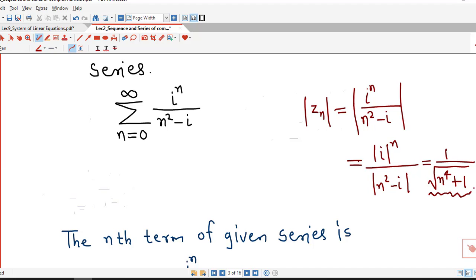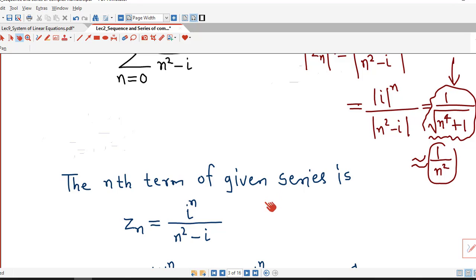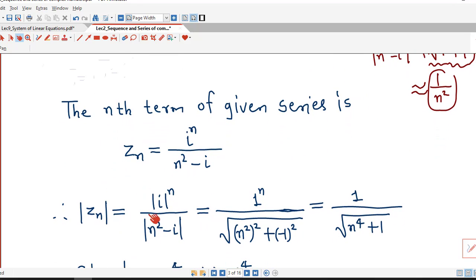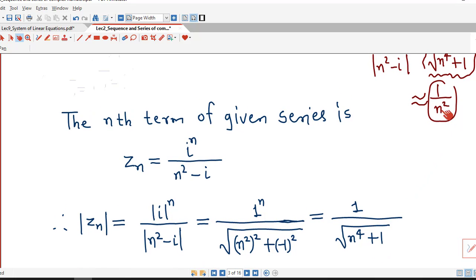So we try to think about the behavior of this series. It behaves like which series? We can see this behaves like 1 over n square, because we have the square root of n raised to 4 plus 1. So this series behaves like sigma 1 over n square. So we can compare this series with sigma 1 over n square. The nth term of the given series is given by this: absolute value of Zn is 1 over the square root of n raised to 4 plus 1. So we try to compare with this series.